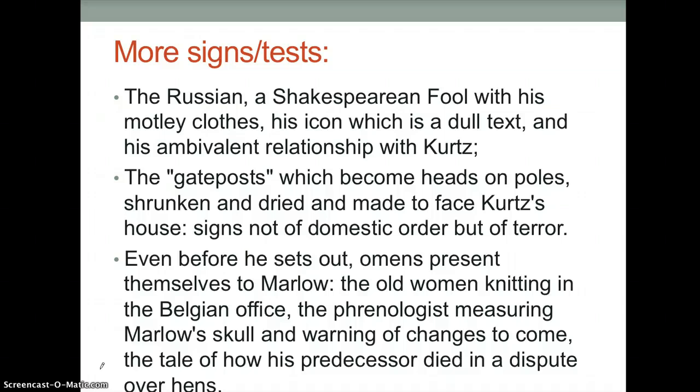And even before he sets out, there are all kinds of omens. I mentioned the women knitting in the Belgian office. There's the phrenologist who's measuring Marlowe's skull and warning of changes that will come, or the tale of how his predecessor died in a dispute over hens. All of these things could be taken as signs or tests that he must interpret.